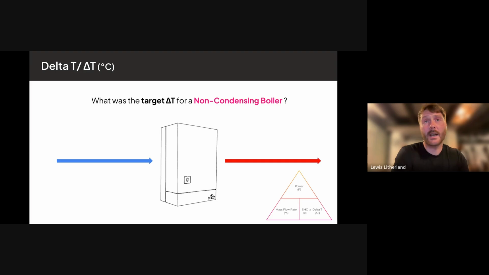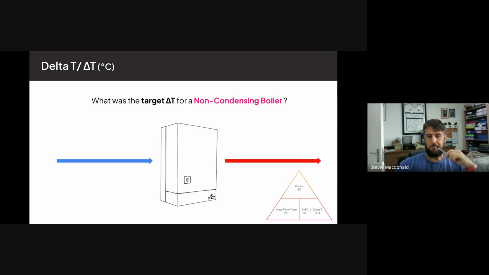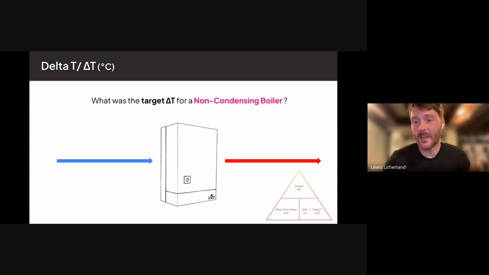So what was the target DT for a non-condensing boiler? Anyone have any idea what that used to be? Stevie? 11. 11? Nice, mate. Okay, so we're either at 10 or 11. For the sake of this, I'll probably start talking about it as 10 because it makes my maths a little bit easier and it relates to something else, but it was 11, mate, spot on.